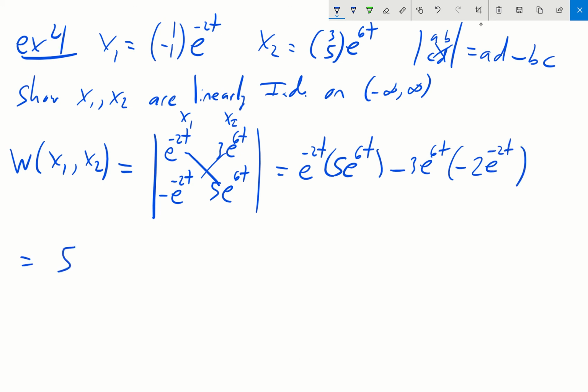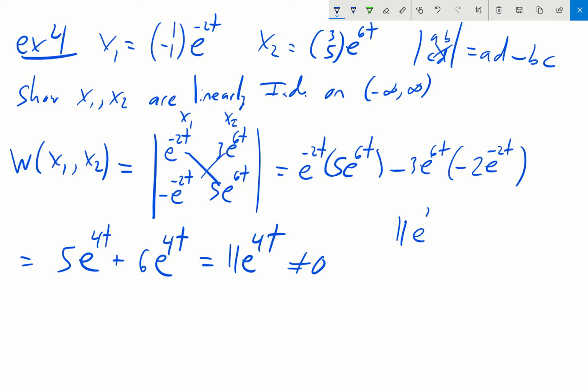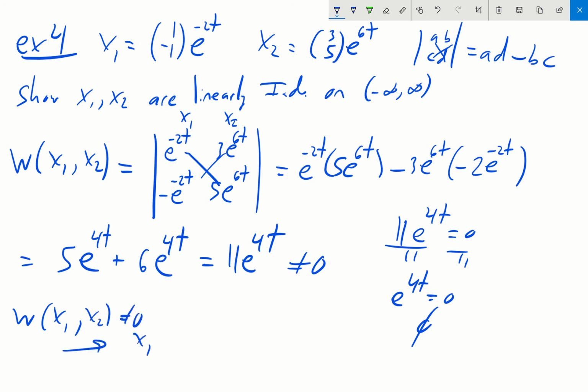We can simplify this. When multiplying like bases, you add the exponents. We get 5e to the 4t plus 3e to the 4t, and then we can combine those. This would give us 8e to the 4t. We know that this is not going to be equal to 0, so if you set it equal to 0, you would divide by 8 and get e to the 4t equal to 0. We know that e is never equal to 0, and because the Wronskian of x1, x2 is not equal to 0, that implies that x1 and x2 are linearly independent.